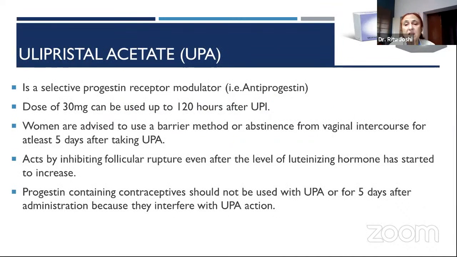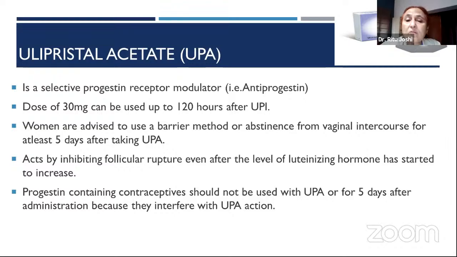Now, this is an interesting one which is now being promoted by most of us also, ulipristal acetate. It is a selective progesterone receptor modulator, and a dose of 30 milligrams can be used up to 120 hours after the unprotected intercourse. Sometimes we are very happy to have the copper IUCD, but sometimes the woman cannot reach the healthcare provider to get it inserted. This tablet, when available, is fantastic.